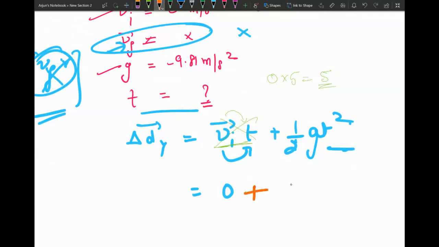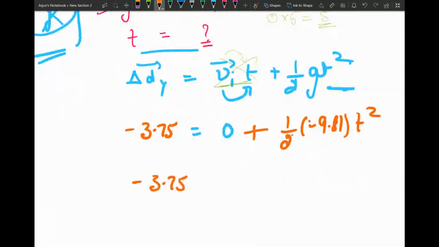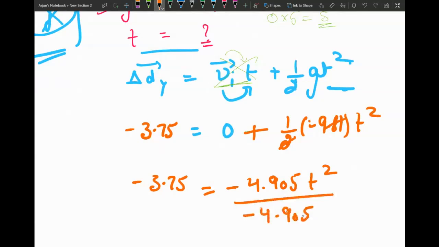So half times negative 9.81 times t square is equal to delta d, which is negative 3.75. So now, negative 3.75, if I reduce this, this is going to become negative 4.905 t square, and then dividing both sides by negative 4.905 cancels out. Let me do the calculations on my phone quickly, and I'll recommend you guys to keep a calculator with you, guys.